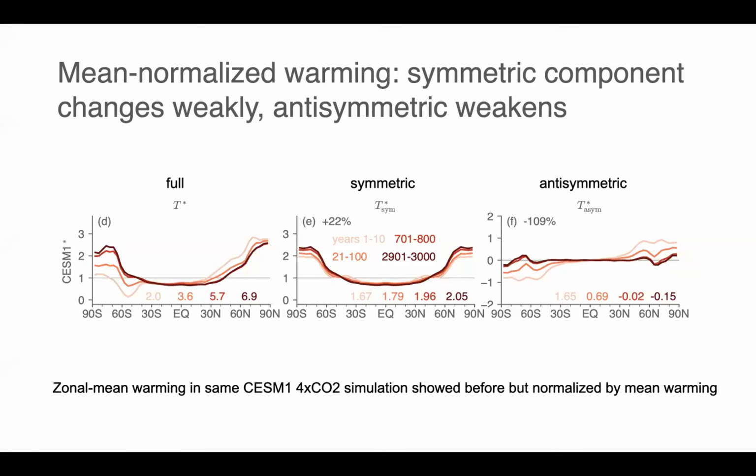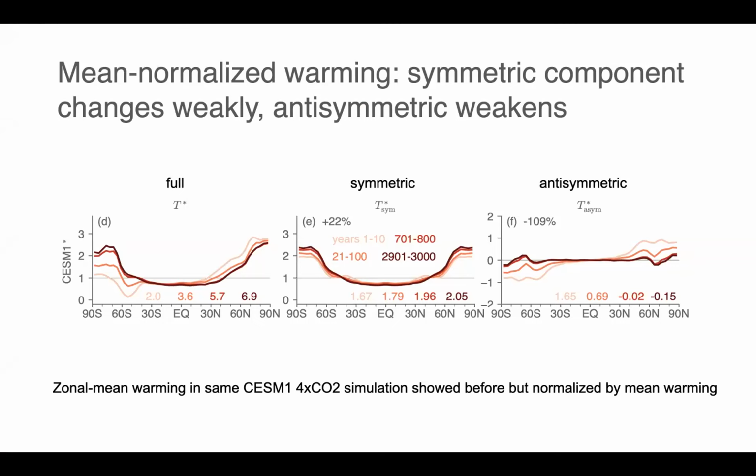Okay, so now I'm showing you mean normalized warming patterns in the same CESM1 quadrupling simulation from before. On the left is the full response. The middle is the symmetric component thereof. The right is the antisymmetric. The colors, again, are light to dark, increasing in time, and you can ignore all the numbers. I won't go to that level of detail.